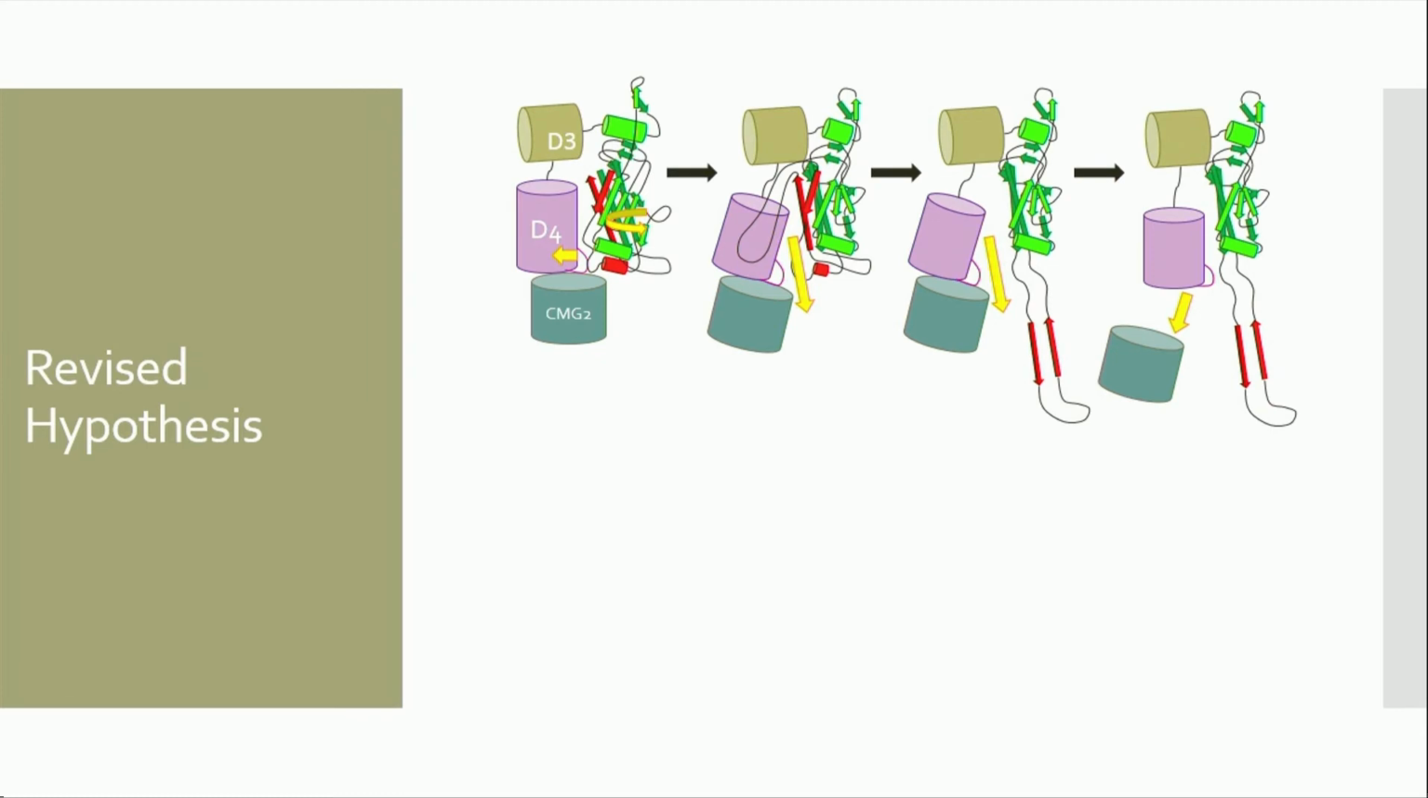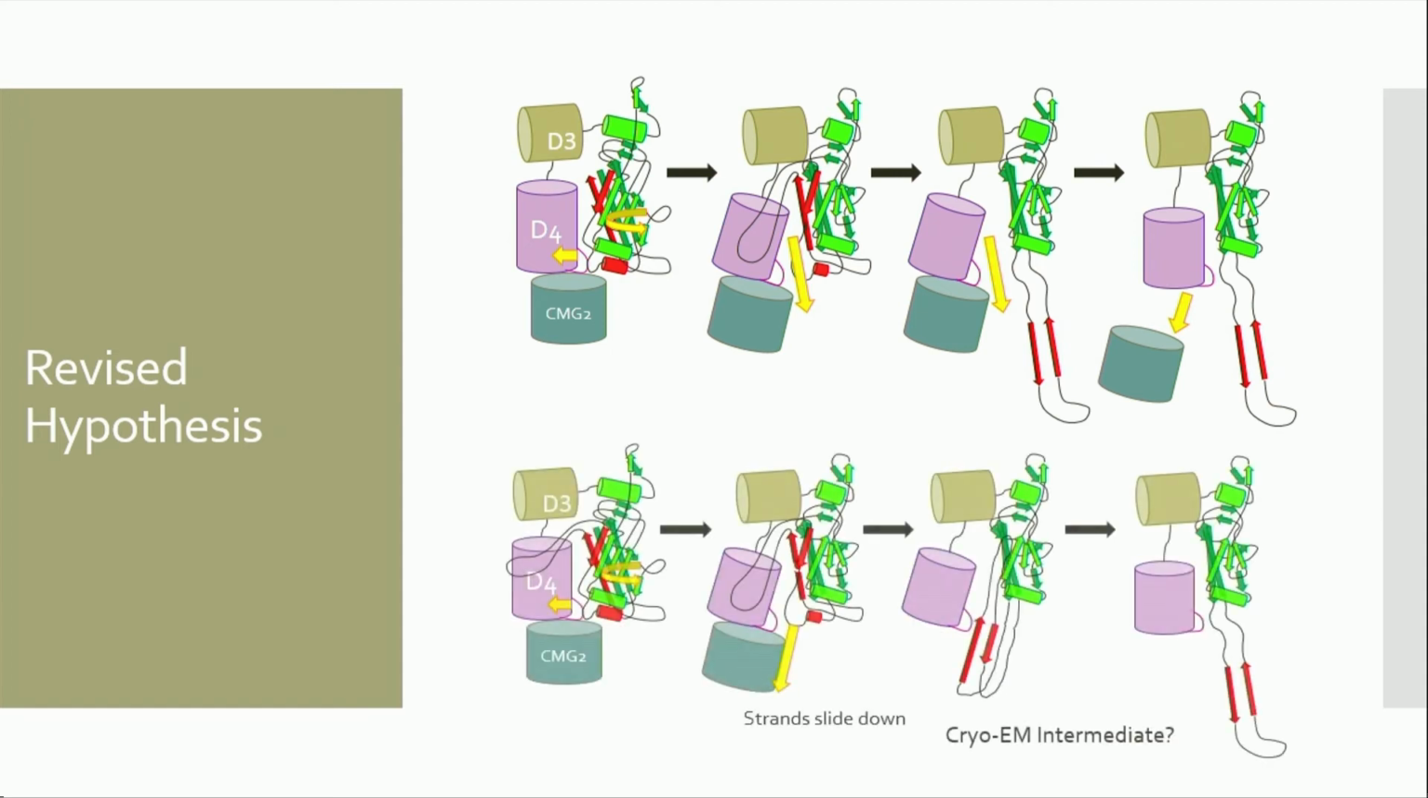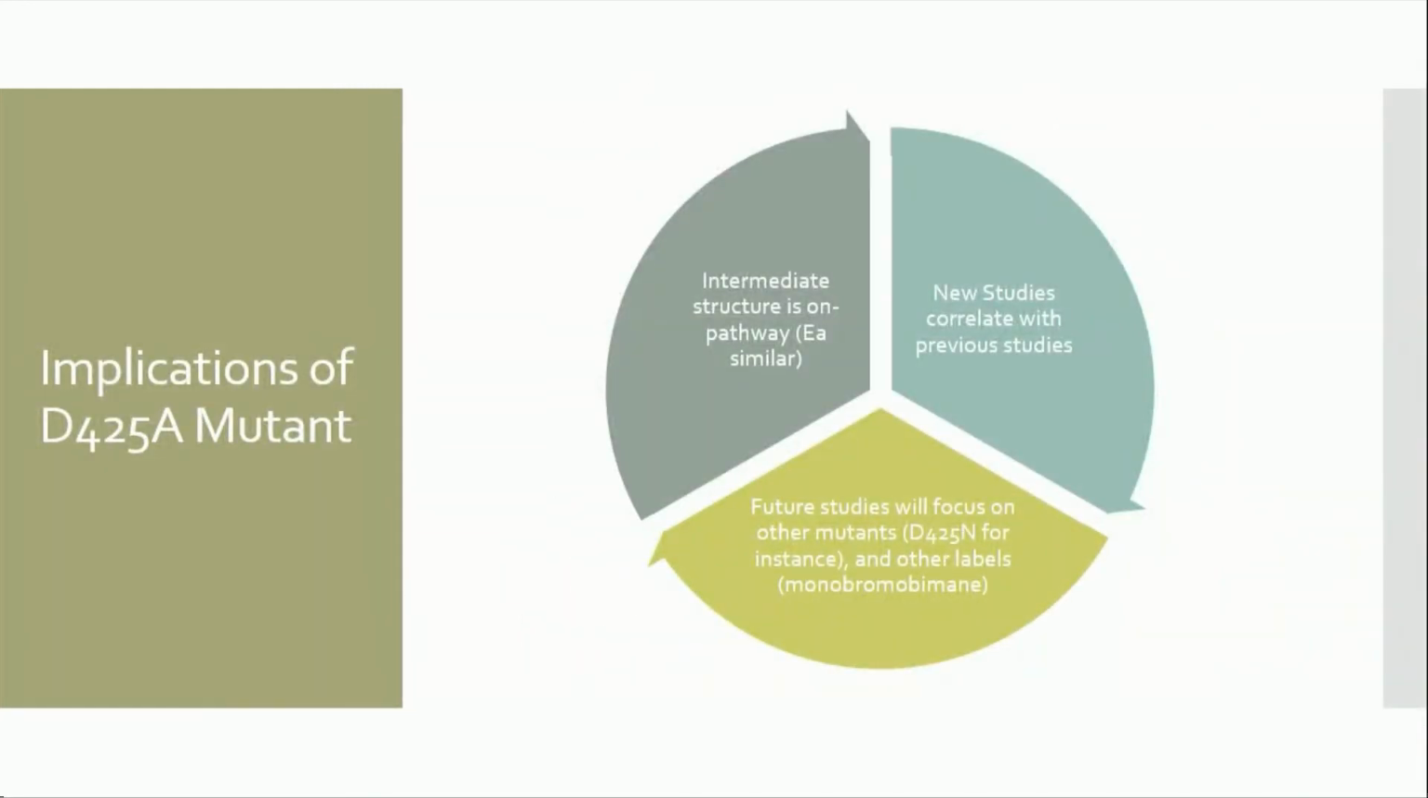So we revised our hypothesis. We used to believe that the pore formation was a one-step mechanism that went from a heptamer to a pore. But now we revised our hypothesis to include an intermediate structure. So these new studies correlate with our previous studies, and the intermediate structure that we have found is on pathway to the wild type. And in the future, we plan to redo the studies, maybe with a different mutant, or perhaps a different label that measures the fluorescence at a smaller wavelength.